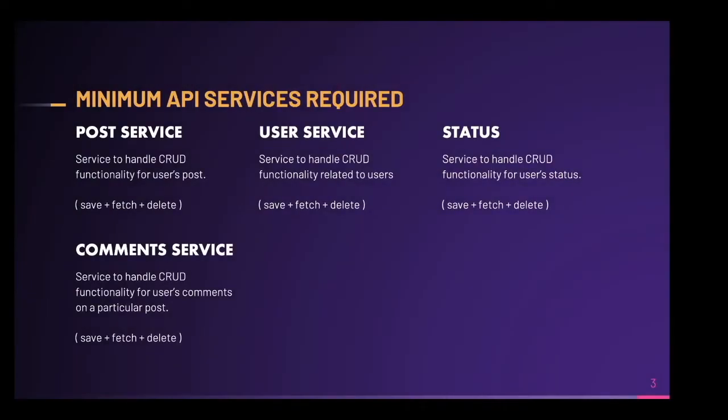So the minimum number of services that we need to create to build our Facebook cloning application are: number one, the post service, which will be responsible for handling all the CRUD functionality for the user. For example, if the user submits a post, then the post needs to be submitted into the database. As well as once the post gets submitted to the database, it should come up and show on their home page, and for that we will be using the fetch API over here. So all types of CRUD functionality will be handled by the post service that we will be implementing.